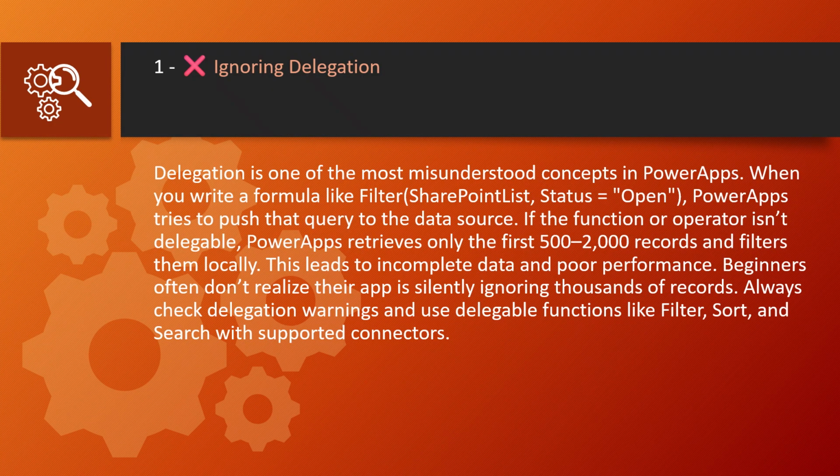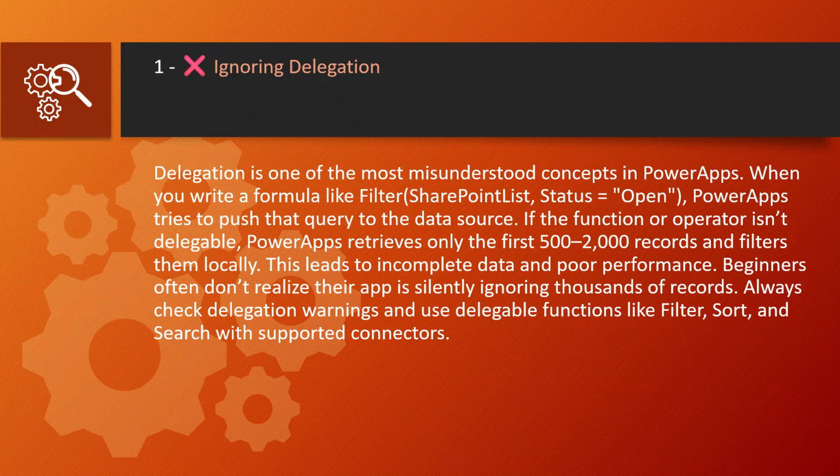So the first mistake is ignoring delegation. Delegation is one of the most misunderstood concepts in Power Apps. When you write a formula like Filter on a SharePoint list, suppose list name and status equal to open, then Power Apps tries to push that query to the data source. If the function or operator is not delegable, Power Apps retrieves only the first 500 to 2000 records and filters them locally. So basically this leads to incomplete data and poor performance.